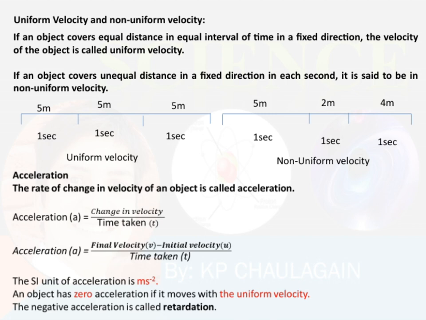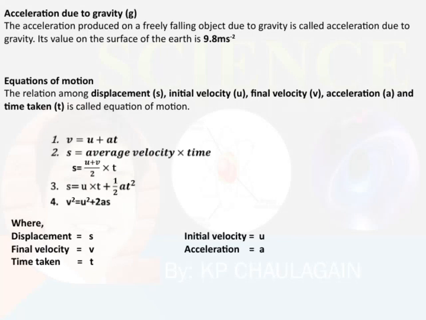Let's talk about acceleration due to gravity, that constant pull that makes things fall toward the Earth. On our planet's surface, this acceleration is about 9.8 meters per second squared. Now, to understand motion under gravity, we use a set of variables: displacement, initial velocity, final velocity, acceleration, and time. These come together in what we call the equations of motion, formulas that connect all these factors and help us predict how objects move when gravity is involved.